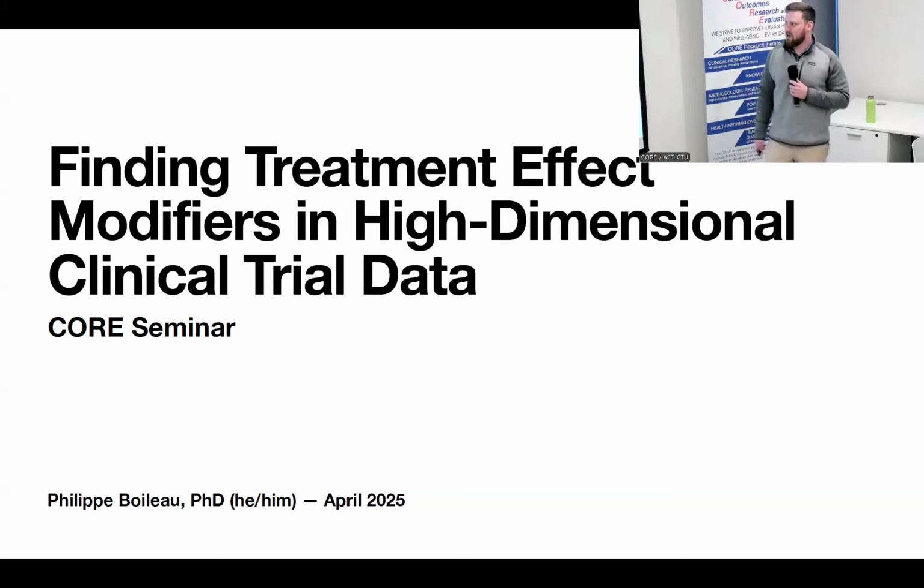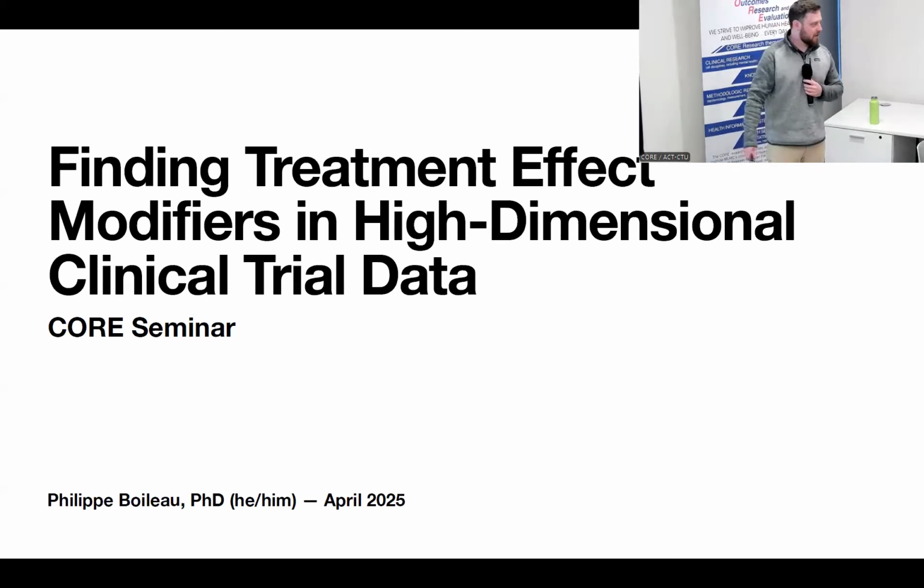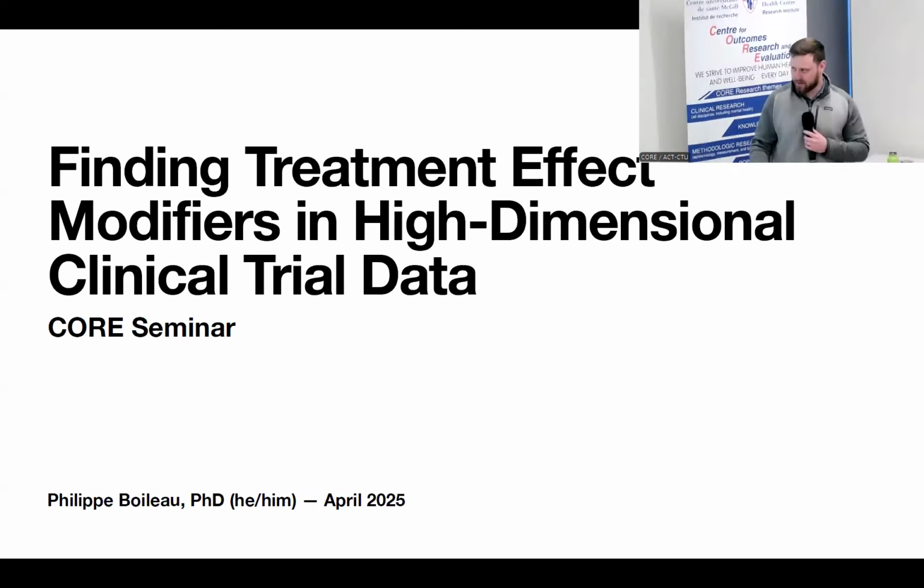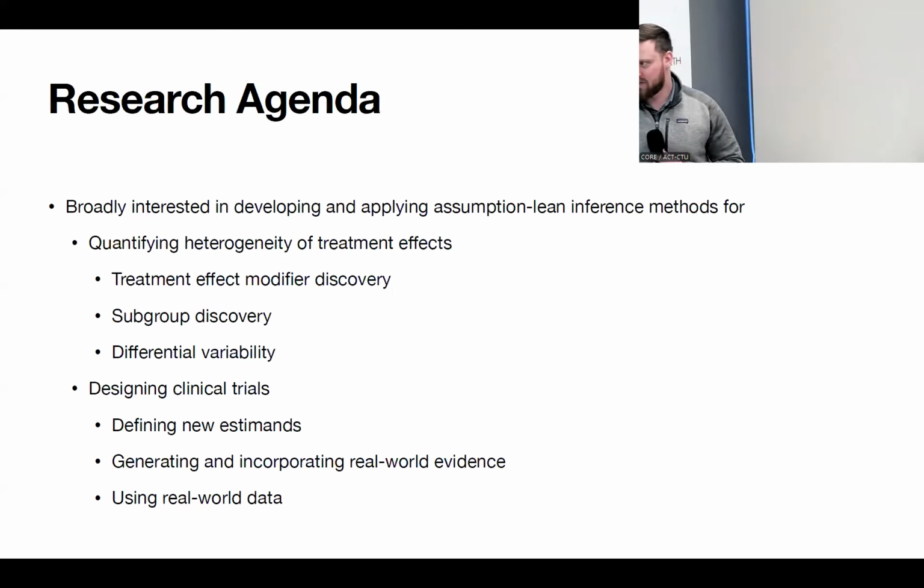All right. So my talk is on finding treatment effect modifiers in clinical trial data, particularly high-dimensional clinical trial data. But before I get into the details of that work, I'll give a little bit of background on myself and what Ben was talking about before. So high-dimensional analyses, assumption lean inference, that kind of stuff, which is admittedly very jargony. So my research agenda is broadly interested in developing and applying these assumption lean methods, in particular to the quantification of heterogeneity of treatment effects.